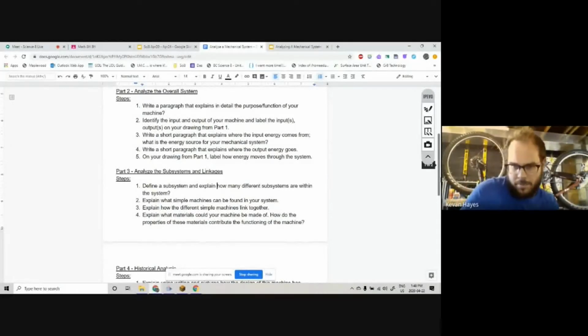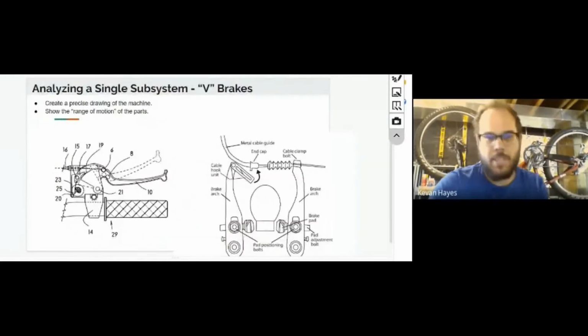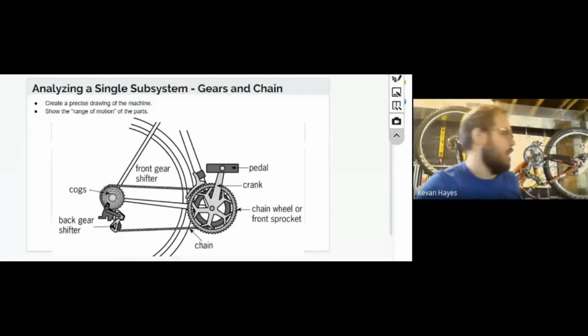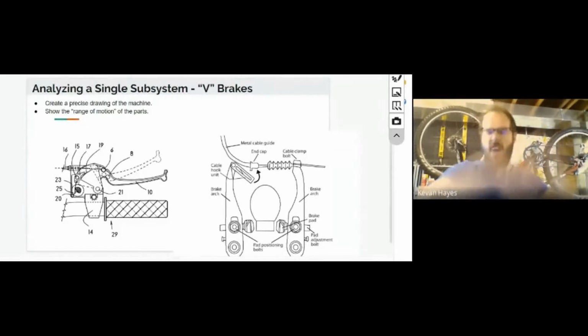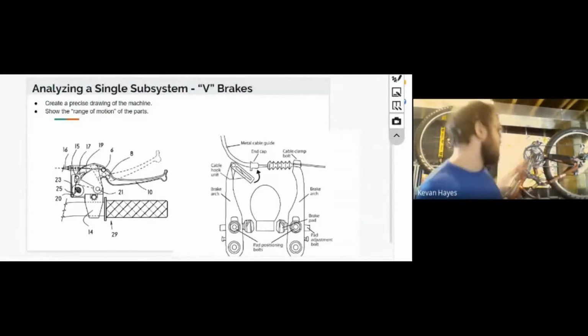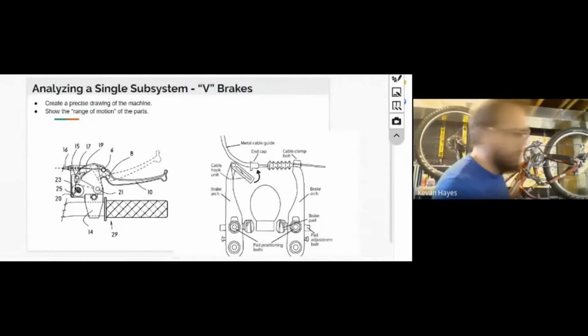Let's see. We talked about subsystems. If you choose a complicated machine for your machine, then you might want to focus really just on one subsystem. Like you might want to outline all of them. Like a bike, you could talk about the gear system. You could talk about the braking system. You could talk about the handlebars or whatever. But you might want to just focus on one, right?